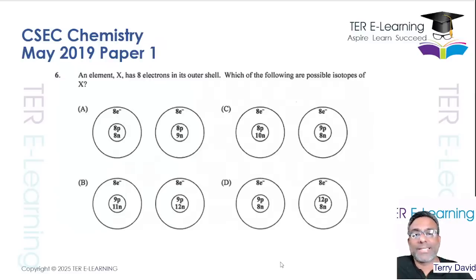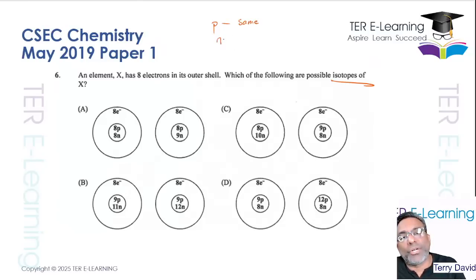A lot of people say the answer is E. So we're talking about isotopes. When it comes to isotopes, we have the same number of protons. So the protons need to be the same, and the number of neutrons need to be different. So in this case here, let's look at the answers.